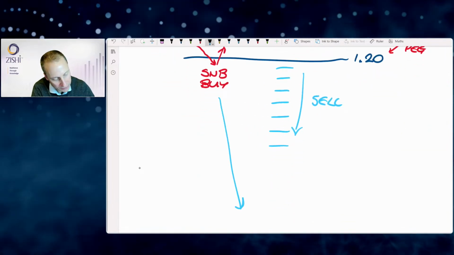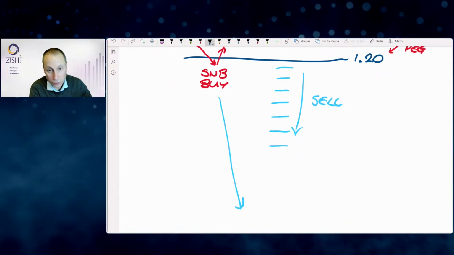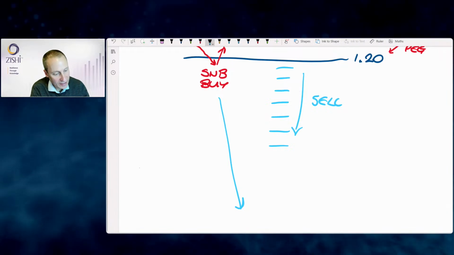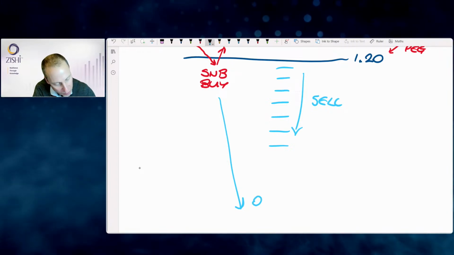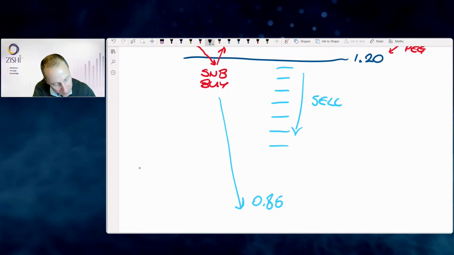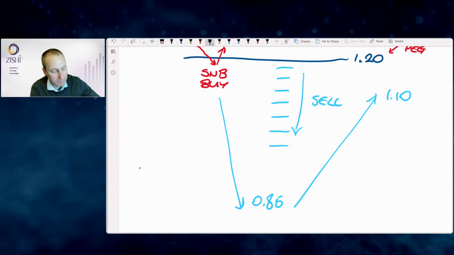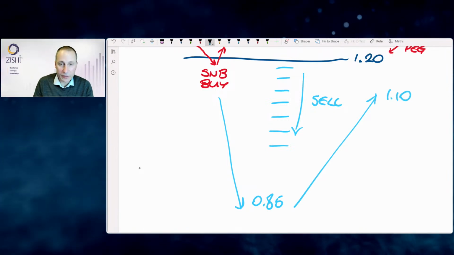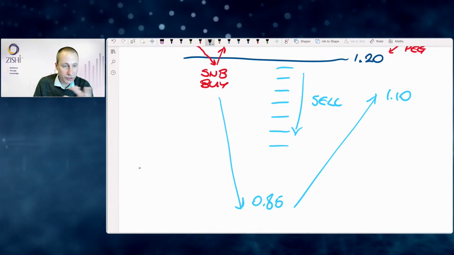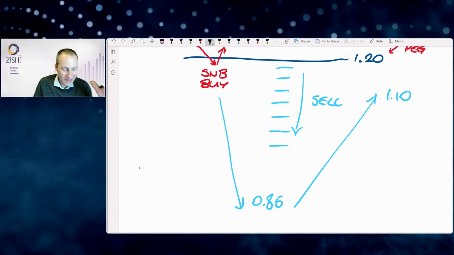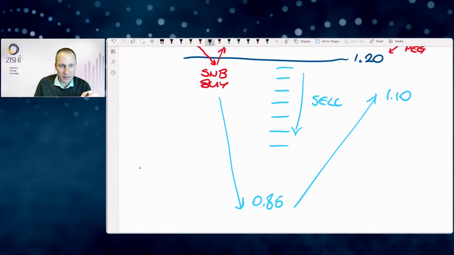And the Swiss franc plummeted, sorry, the euro plummeted, the Swiss franc strengthened, and it went down to about 0.85 before then dramatically bouncing back up to about 1.10. And all of this happened on no trading volumes. It was just repriced. The market just reassessed the correct level.